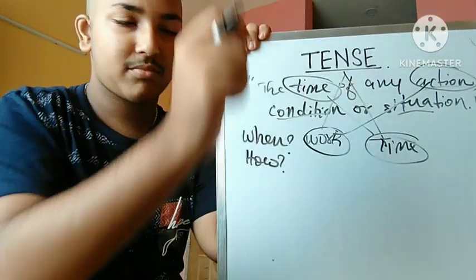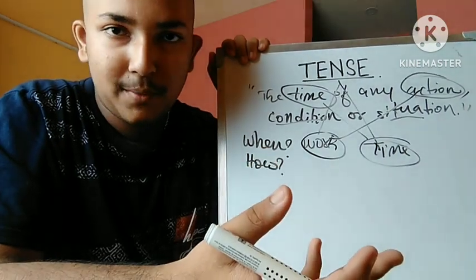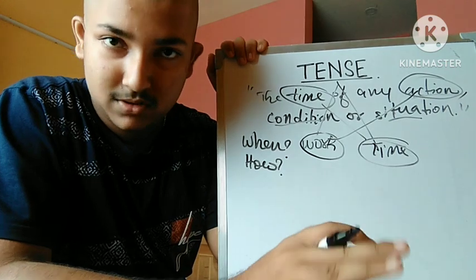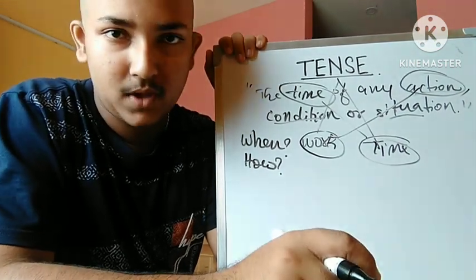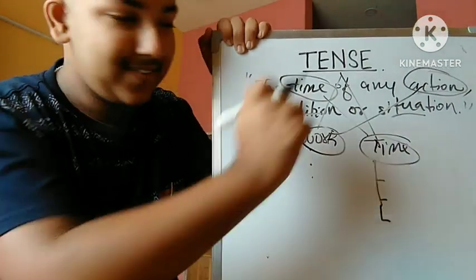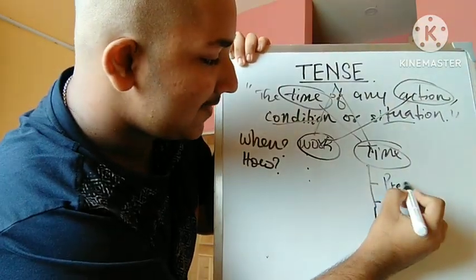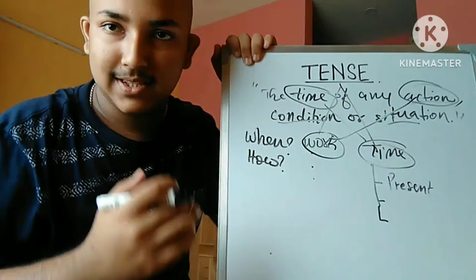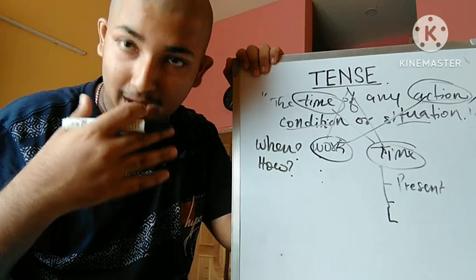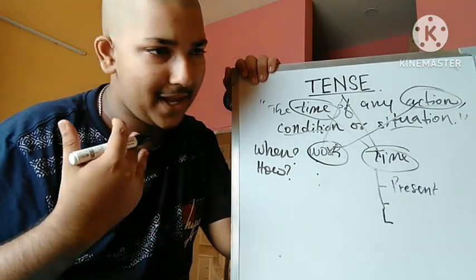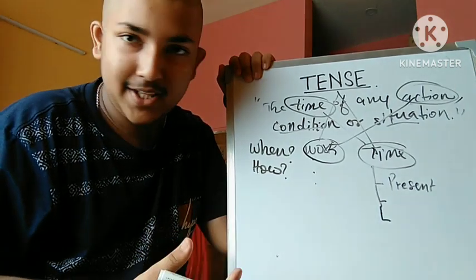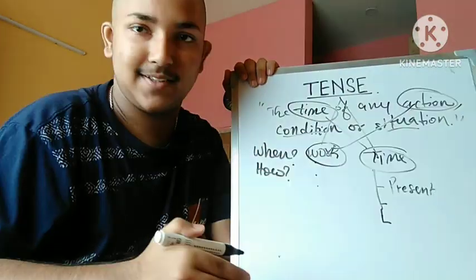Okay, so tense with respect to time, we can classify it into three subtopics. We all know from our childhood that tenses can be classified into three categories on the basis of time. First of all, present tense, meaning the work that is going on at present. I am eating food, I am drinking water, I am going, I am running. That is ongoing in present.